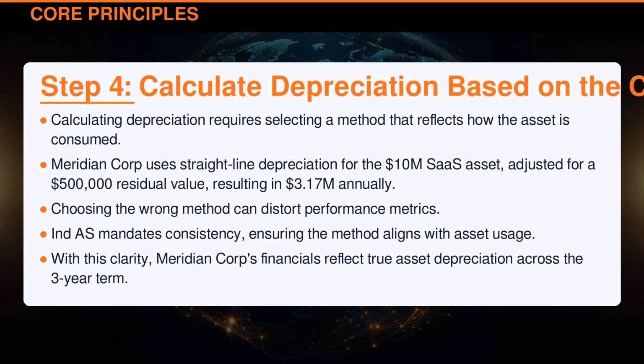Calculating depreciation requires selecting a method that reflects how the asset is consumed. Meridian Corporation uses straight-line depreciation for the $10 million SaaS asset, adjusted for a $500,000 residual value, resulting in $3.17 million annually. Choosing the wrong method can distort performance metrics. Indian accounting standard mandates consistency, ensuring the method aligns with asset usage. With this clarity, Meridian Corporation's financials reflect true asset depreciation across the 3-year term.